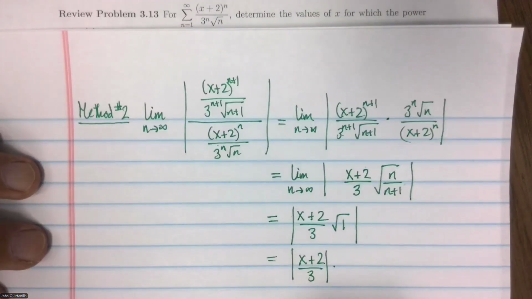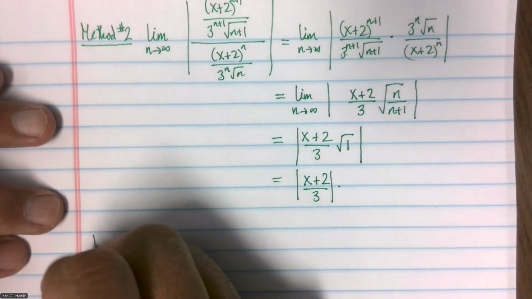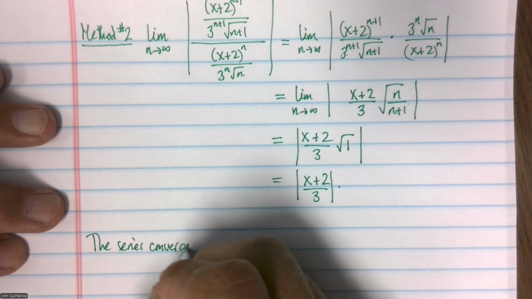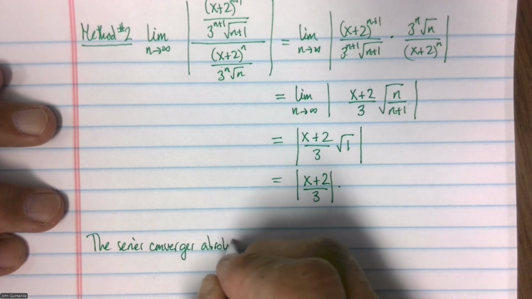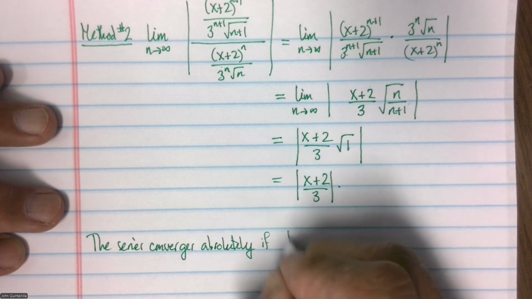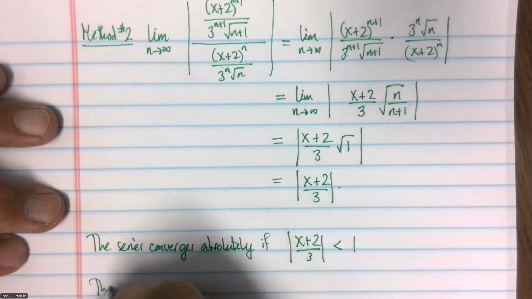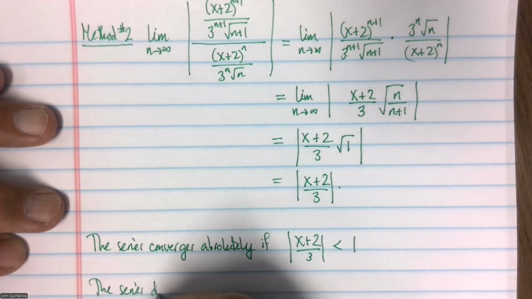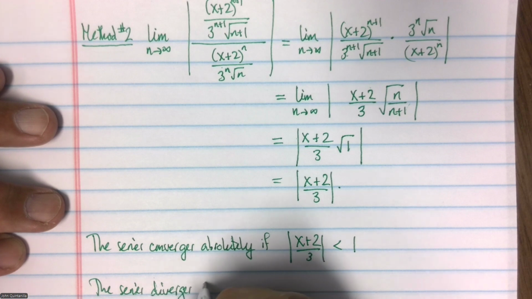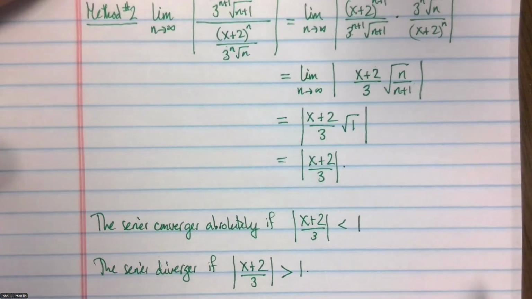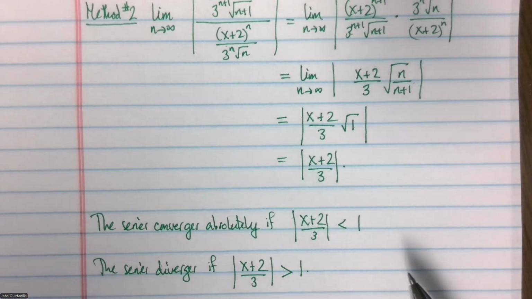And so I reach the same conclusion that I had before. The series converges absolutely if absolute value of x plus 2 over 3 is less than 1, and the series diverges if absolute value of x plus 2 over 3 is greater than 1. And then we have to study the endpoints, which is going to be the exact same analysis that I had before, and so I won't repeat that here.